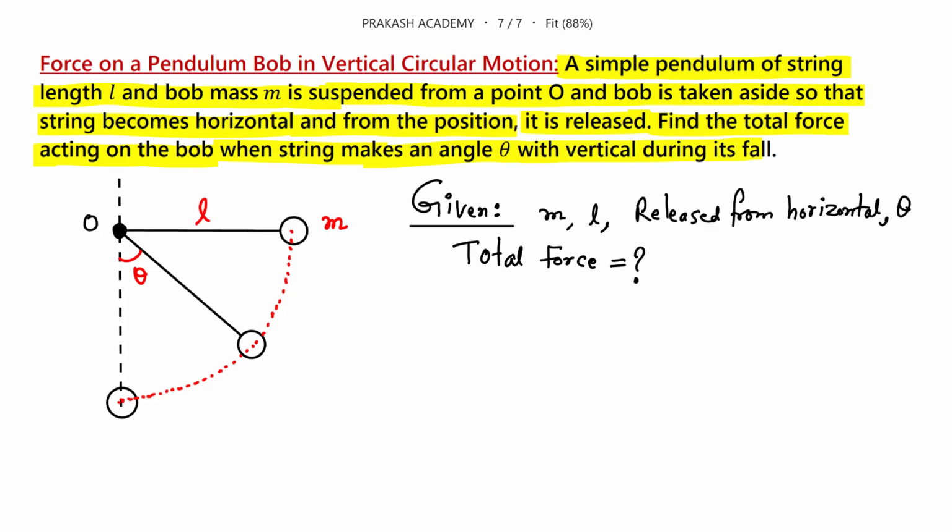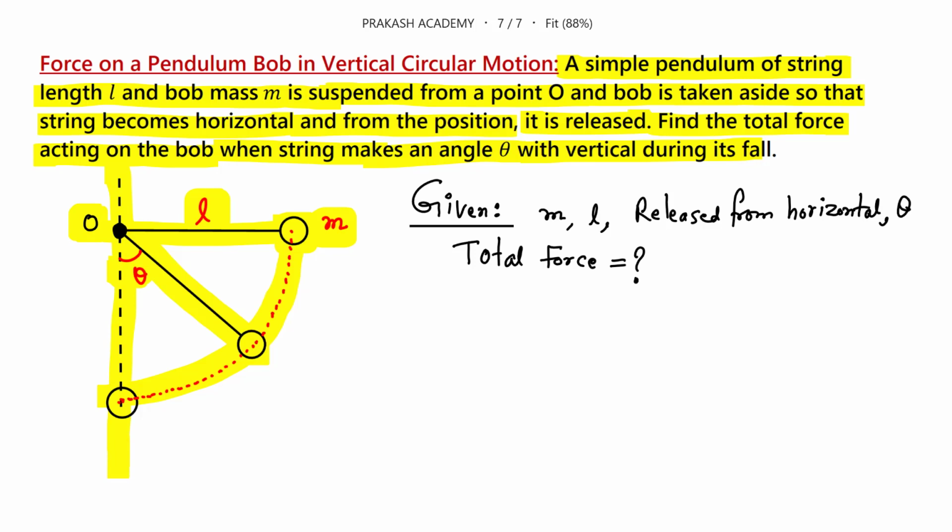when the string makes an angle theta with the vertical during its fall. So here I have a pendulum bob attached to a string. The length of the string is L and the mass of the bob is M. Once this is released, it will make this circle, and at a certain point of time the ball is here, and the string makes an angle theta with the vertical. The point of suspension is O, and this is the vertical line, so this is the mean position.